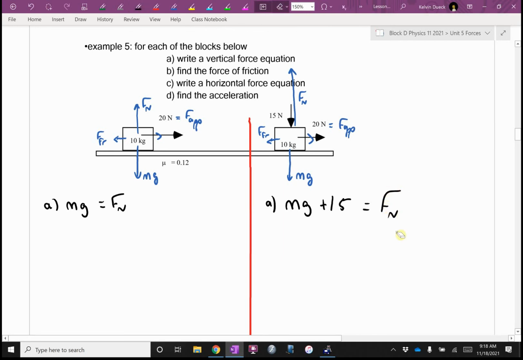And you can see, yeah, the normal force is bigger because normally it's mg. We're adding to it. Bigger normal force. Which, by the way, I guess means more friction, because friction is mu times the normal force. Okay, cool.